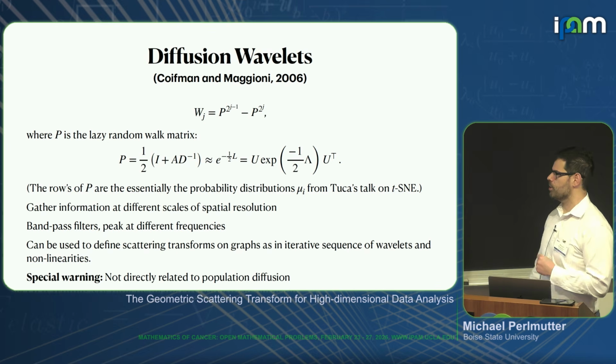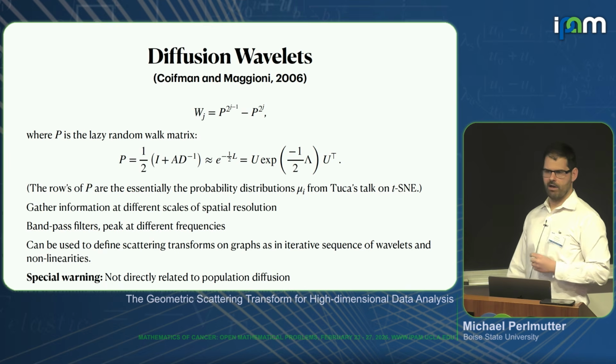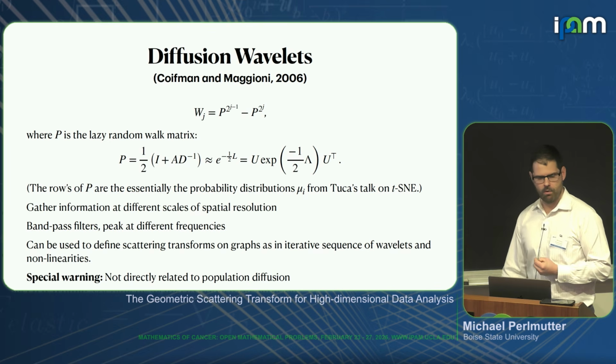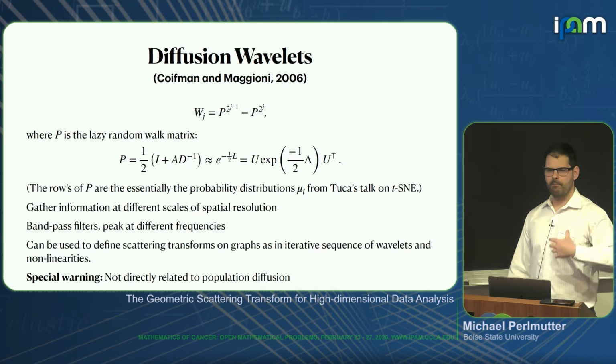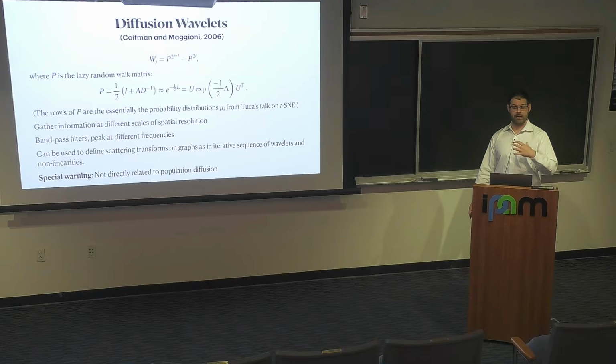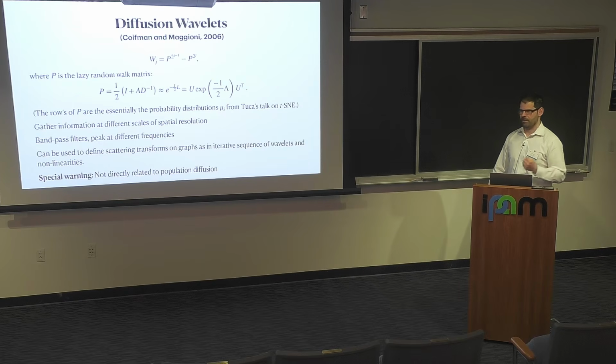Now, to define the wavelets, we're going to take powers of this at two different scales, and we're going to subtract them. Perhaps the simplest way to think about this is that these wavelets might be measuring how are my two-step neighbors different from my immediate neighbors? How are my friends of friends different than my friends? How are my fourth-order friends different from my second-order friends?